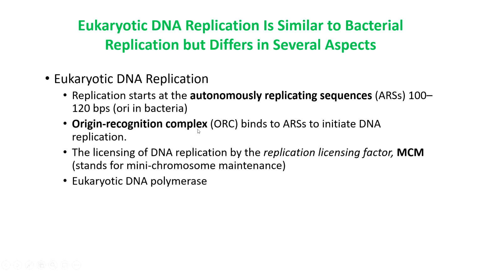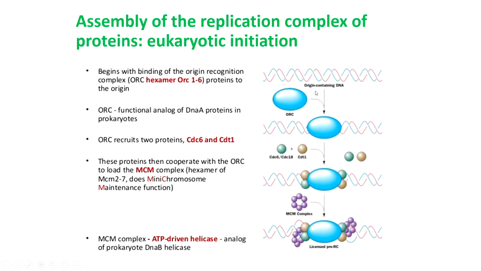The origin recognition complex is the set of proteins that bind to the ARS to initiate DNA replication. And so the origin recognition complex is sort of like the initiator proteins in bacteria. The licensing of DNA replication, or the beginning, where it's the go-ahead, is initiated by the replication licensing factor, or the MCM. And this is basically the same as helicase that does the unwinding. And then there are specific eukaryotic DNA polymerases that do the elongating. So let's look at this step by step.